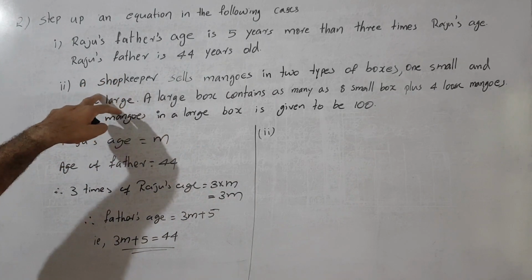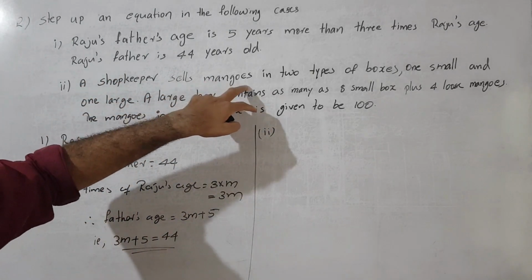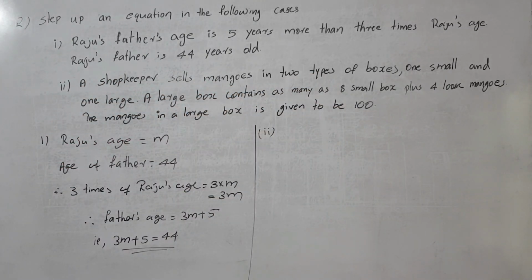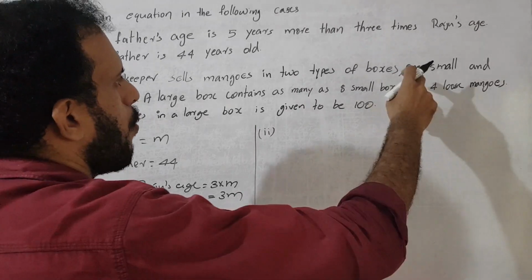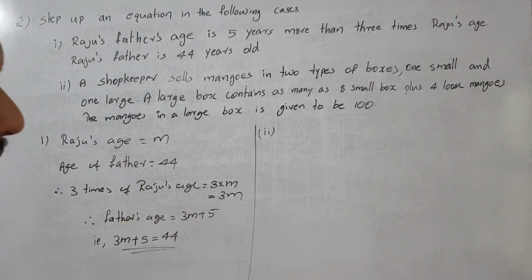Here, a shopkeeper sells mangoes in 2 types of box. Correct? The shopkeeper sells mangoes in 2 types of box, one small and one large.